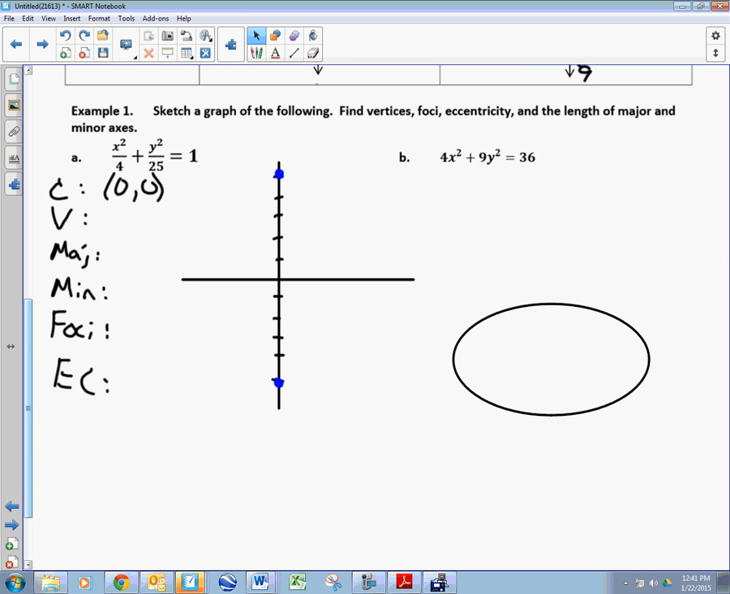How far do you think it's stretched horizontally? 2 units each way. That's how easy these things are to sketch. That's all you have to look at. And right now, as a matter of fact, you can sketch the ellipse.